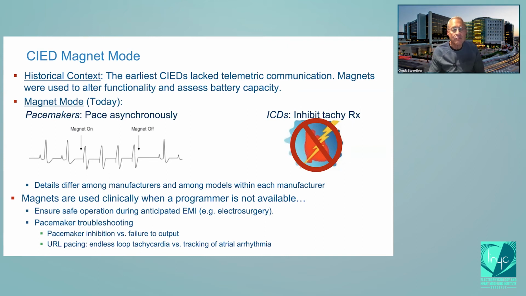Magnets can be used conveniently. For example, you can put a magnet on a pacemaker during electrosurgery, right? And the device won't be inhibited by the oversensing of electrosurgical signals, and the defibrillator won't detect those as ventricular fibrillation and deliver shocks. And it can also be used for various pacemaker troubleshooting.